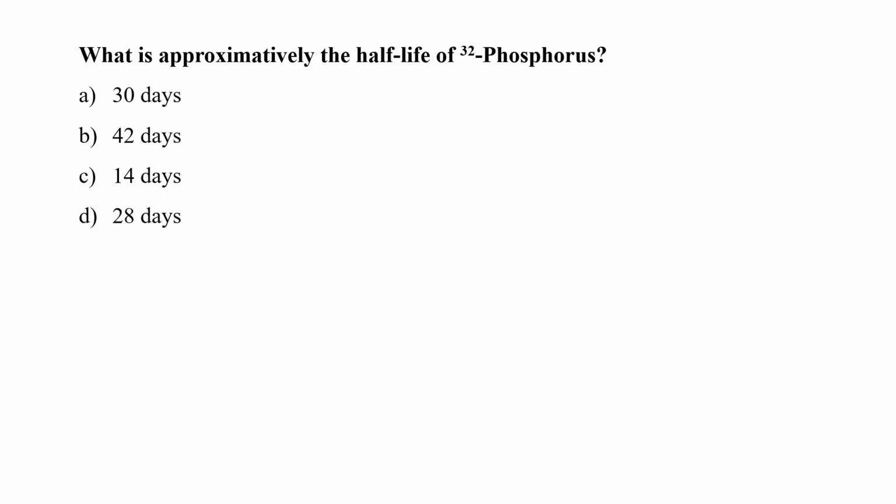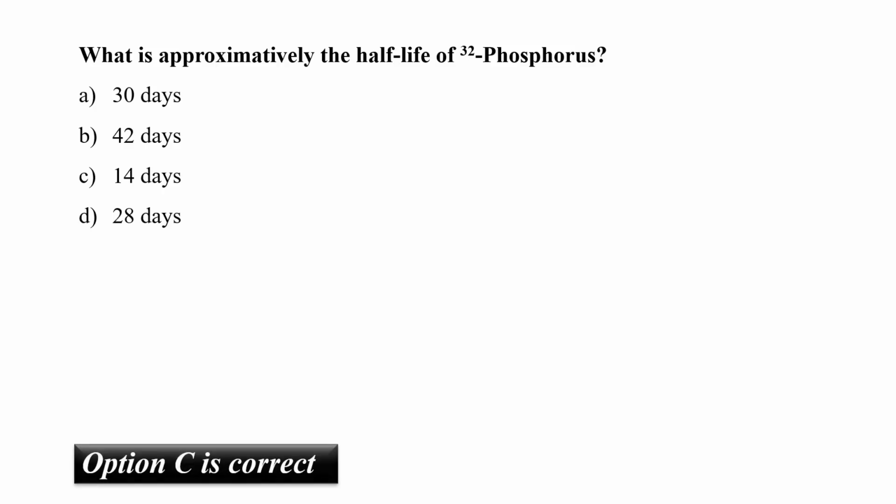What is approximately the half-life of P32? 30 days, 42 days, 14 days or 28 days? P32 disintegrates by emitting a beta negative particle with a half-life of 14.263 days. That means option C would be the closest to correct.